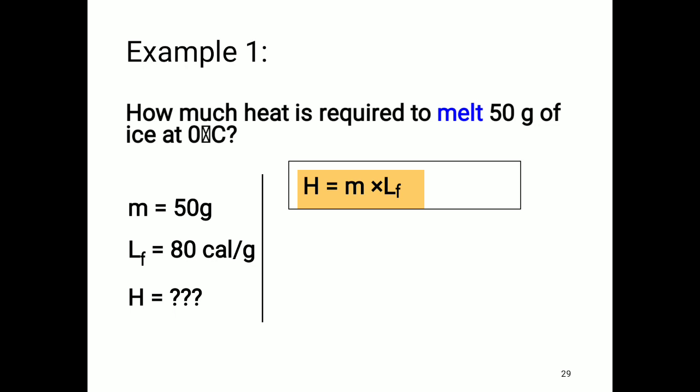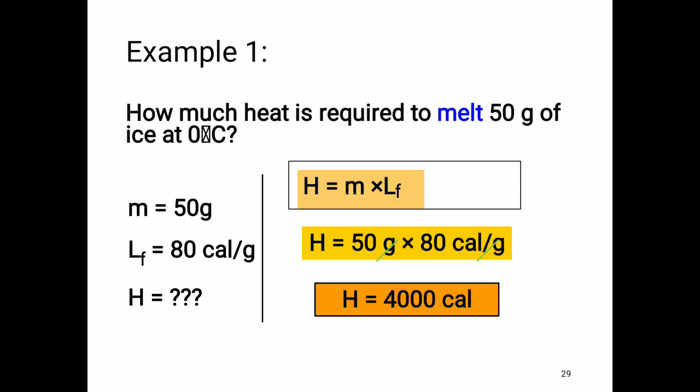You have to find the heat required, so you know the formula now. You have to apply H equals m into Lf. M is given, Lf is given. So we will get the heat: 4000 calories of heat is required to melt 50 gram of ice at 0 degree centigrade.